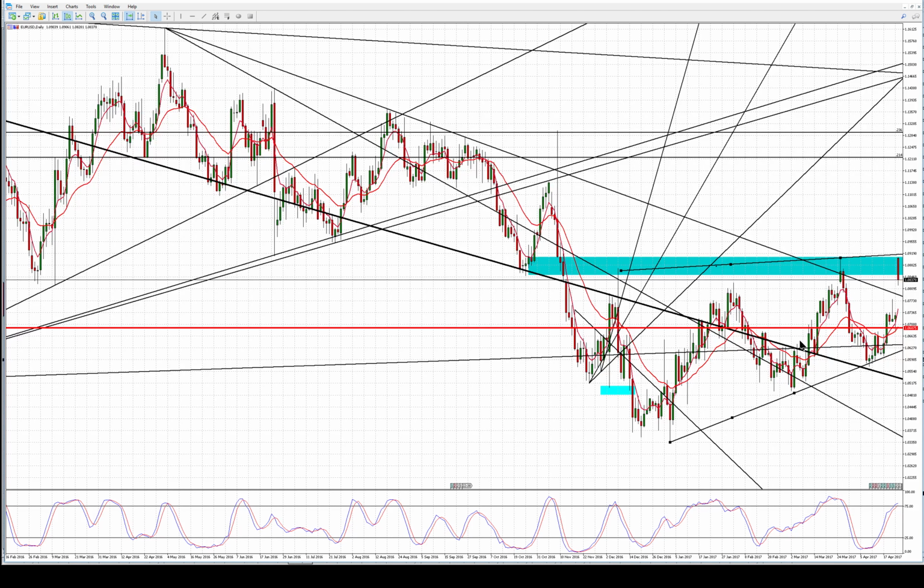And so right now, there's not enough information to really say with a high degree of certainty which way this will break. However, this is resistance, and so to buy the euro or to sell the U.S. dollar in this area is very dangerous. You're just going to have a lot of people looking to go the other way at this point.